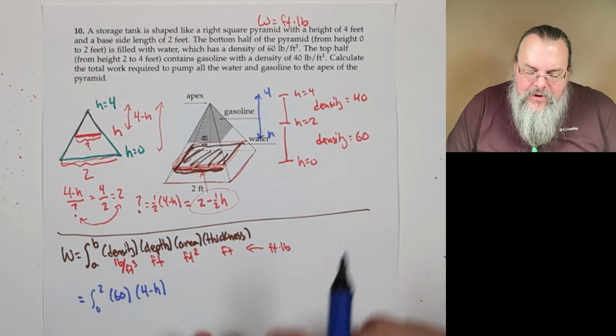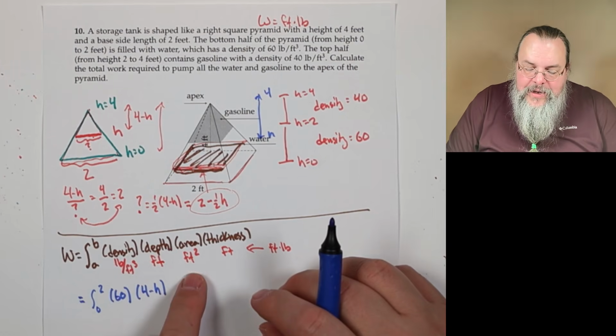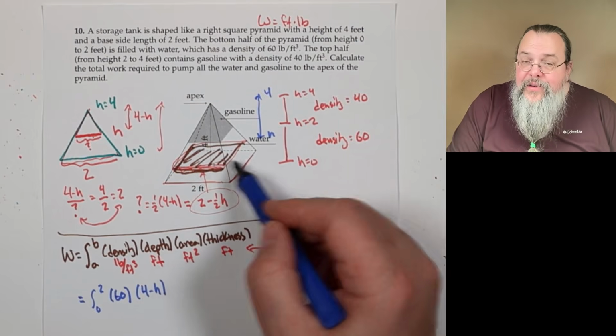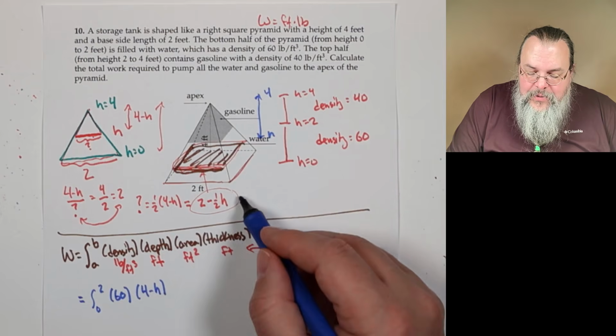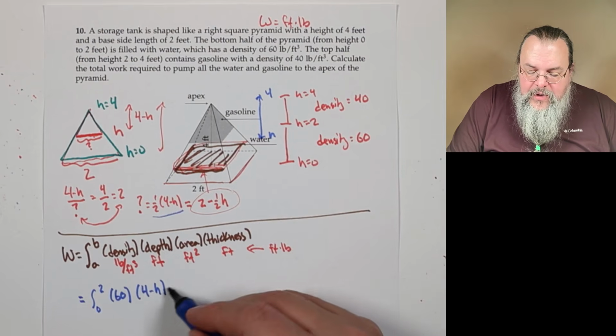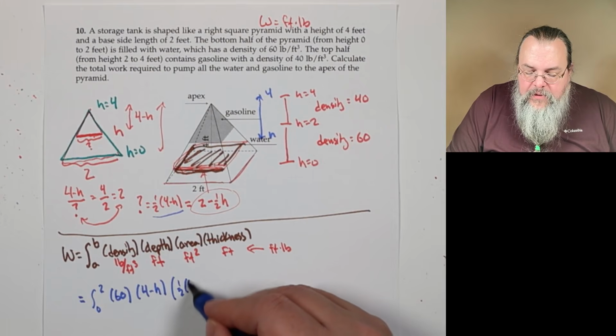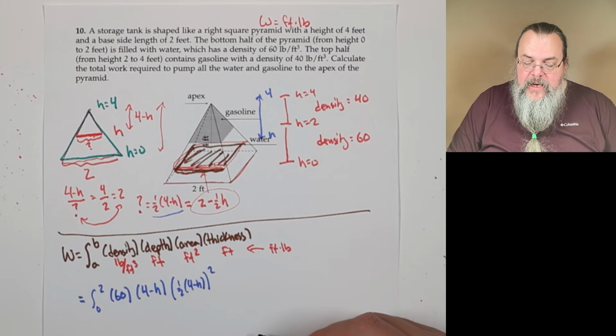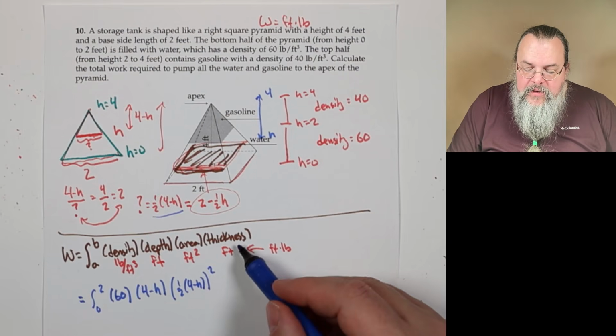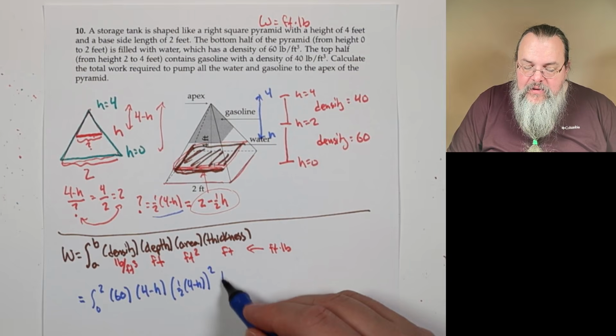What is our area? Well, our area is a square. And notice here, we can just come back in this form. So it's 1/2 (4 minus H) squared. And finally, what's our thickness? Our thickness is dH.